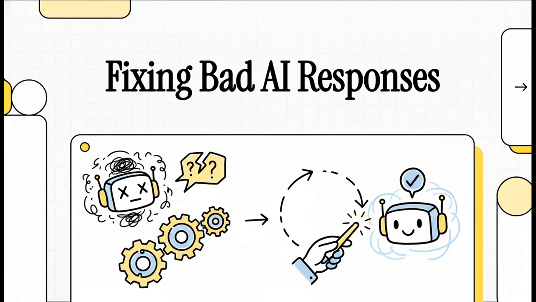All right, let's get right into it. We've all been there. The AI gets it wrong. And trust me, it's going to happen. But in this explainer, I'm going to show you the single most important skill you need to fix a bad AI response. And you'll never have to hit that start over button again.